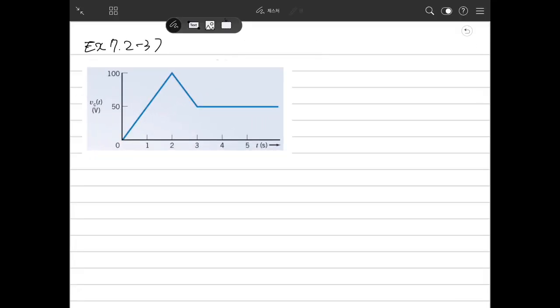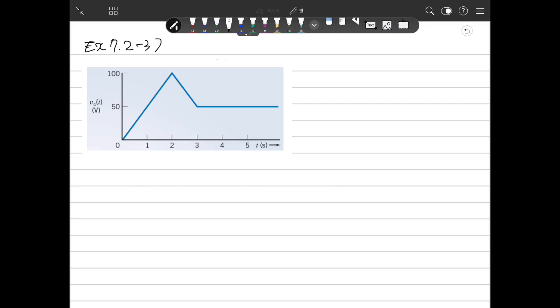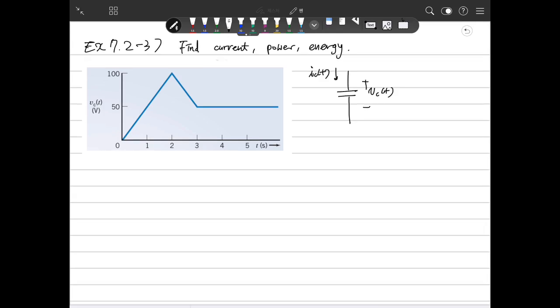Okay. Then we will use this, because we need to find current and power and energy. So this is the capacitor and this is C, and we need to know v(t) first.